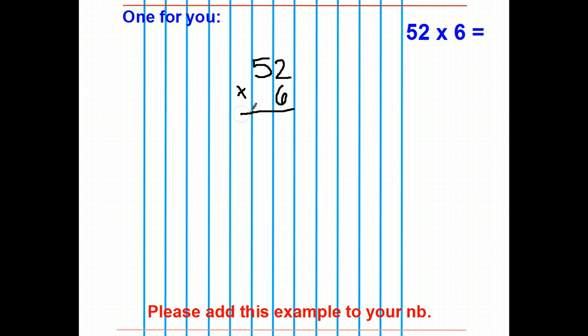All right, step 1 is complete. So now it's time for the second step. Go ahead and do some multiplying. Pause the video, and then I'll show you what you should have done.